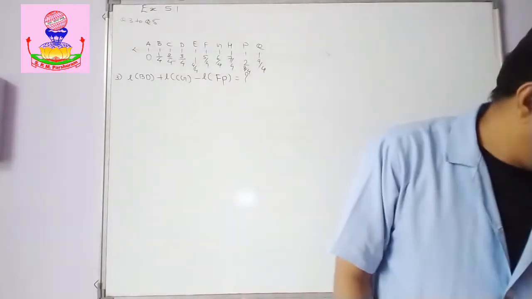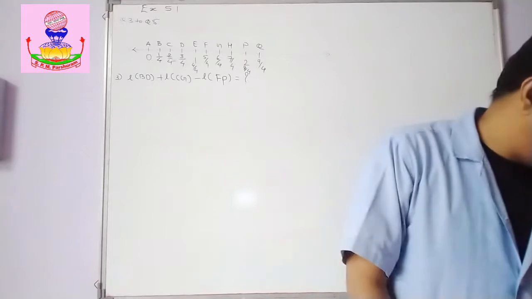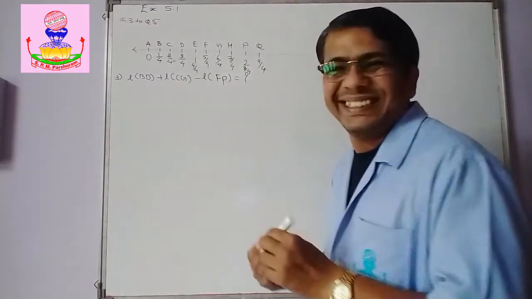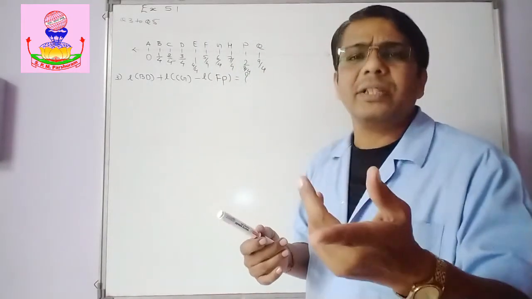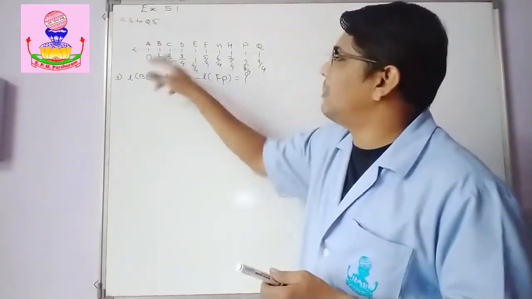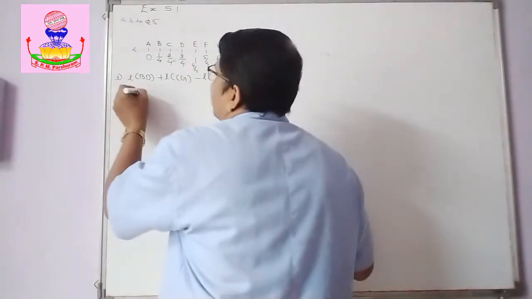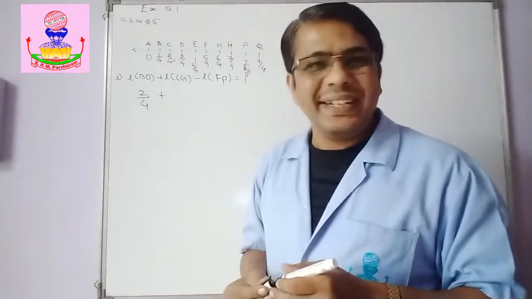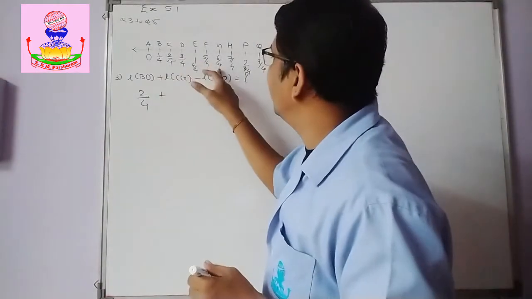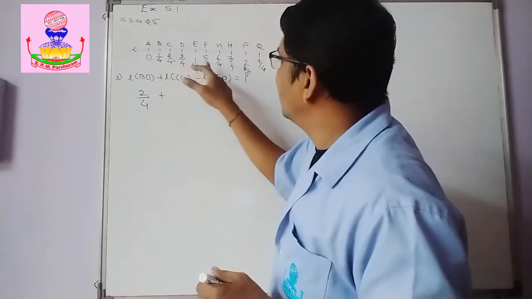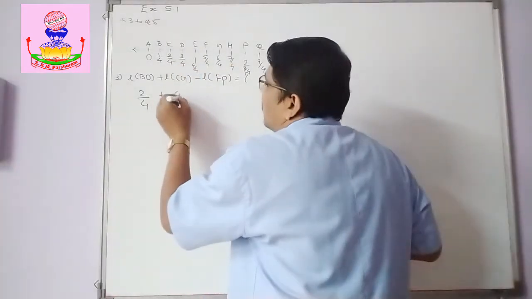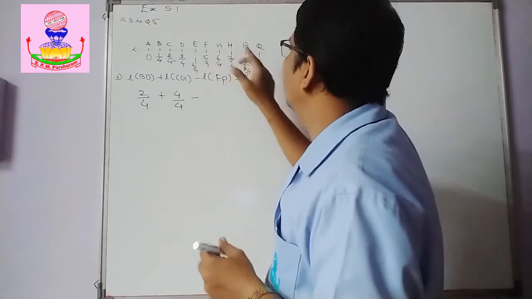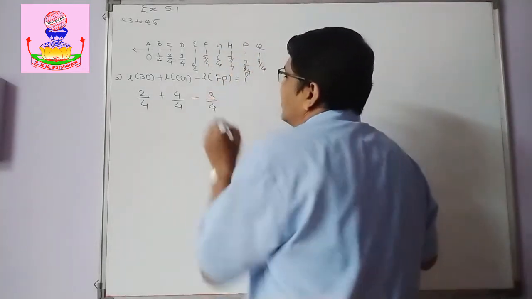Now, we have to find length BD plus length CG minus length FP is equal to how much? Now, length BD, you can do anyhow. Greater coordinate minus smaller coordinate, you can get. That means 3 upon 4 minus 1 upon 4. That is 2 upon 4, right? Or, you can count 1, 2. So 2 upon 4, right? Then CG, C and G. So start from C. 1, 2, 3, 4. So it is 4 upon 4, minus FP. So 1, 2, 3. So this is 3 upon 4, right?